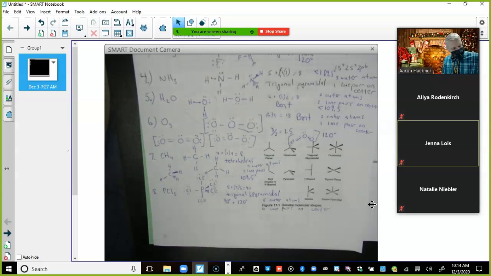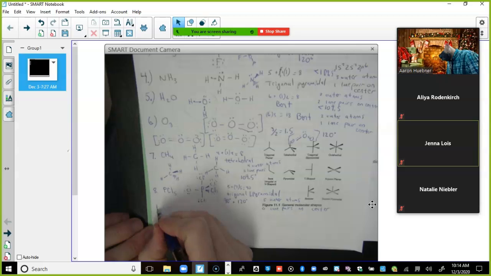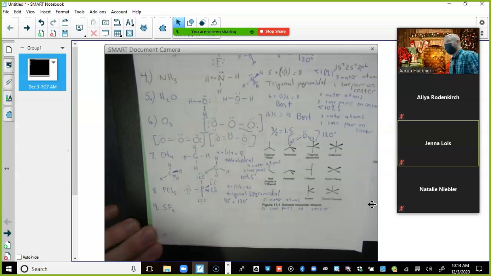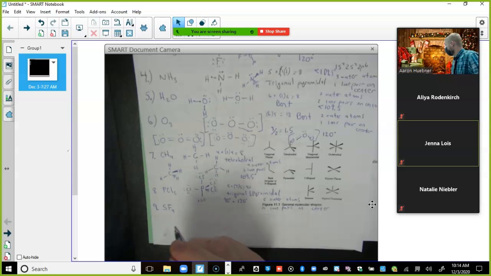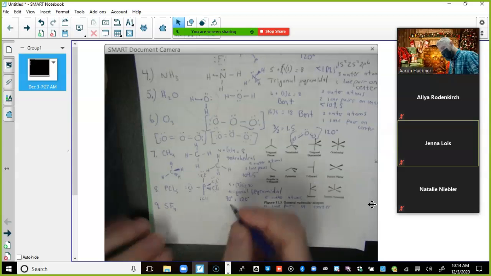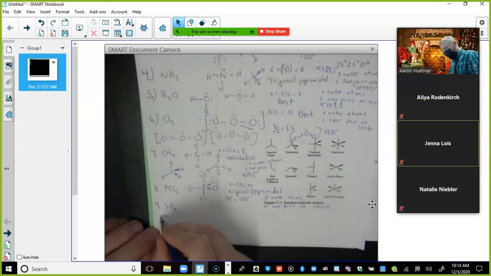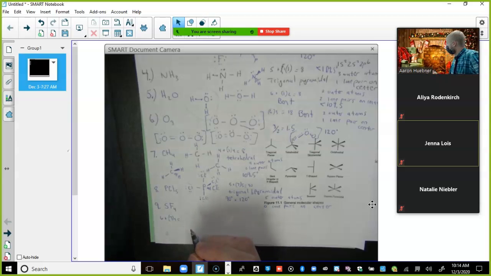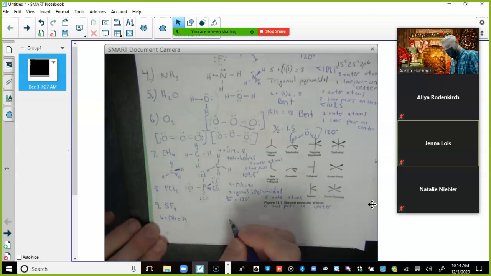All right. Next one. Why don't we try a seesaw shape? What do I have again for seesaw? SF4. Alright, I got SF4. I know fluorine halogens are probably terminal or outer atom. So my center is going to be sulfur. Let's count how many valence. Sulfur has 6, fluorine has 7, and there's 4 of them. 4 sevens is 28 plus 6 is 34. So there's 34 electrons.